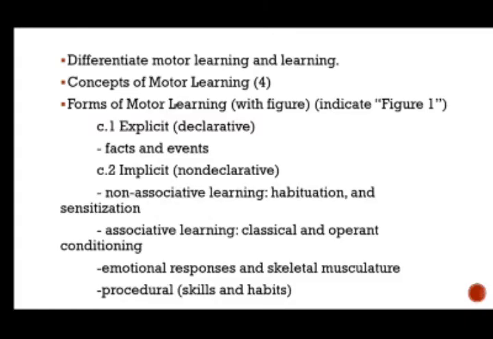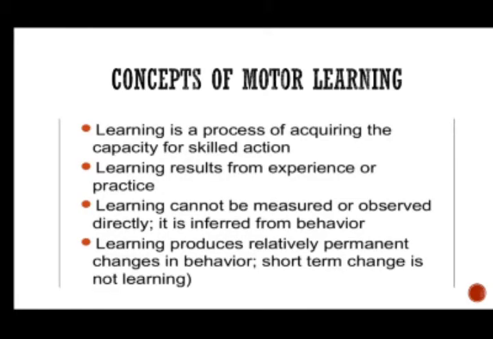Next is the concept of motor learning. So first, learning is a process of acquiring the capacity for skilled action. Learning results from experience or practice. Learning cannot be measured or observed directly. And lastly, learning produces relatively permanent changes in behavior. Short-term change is not learning.